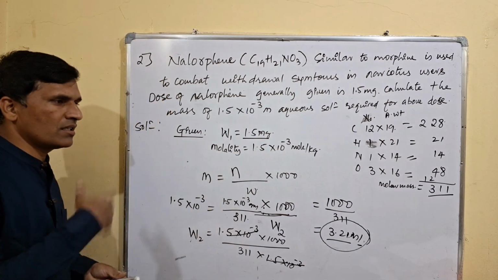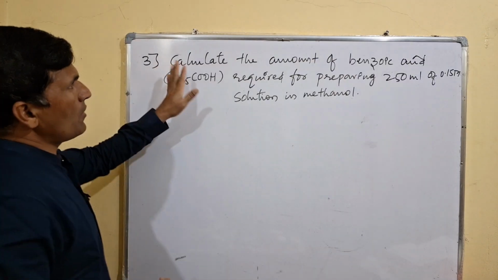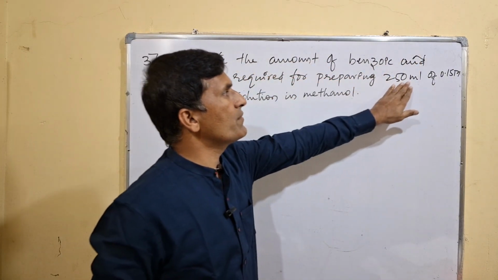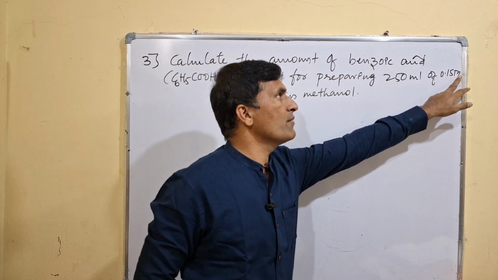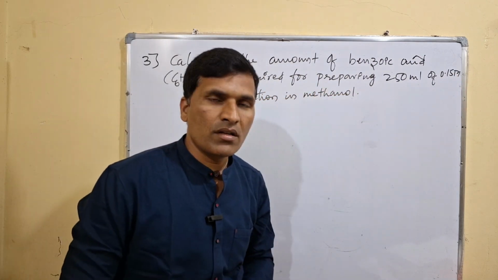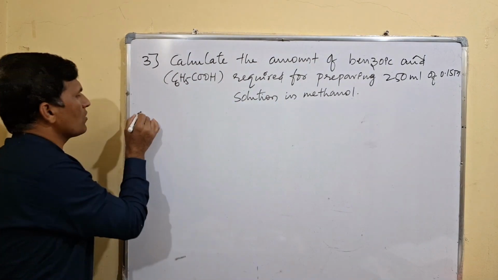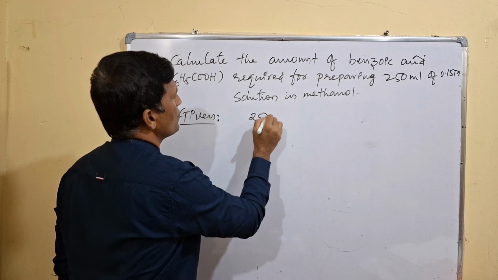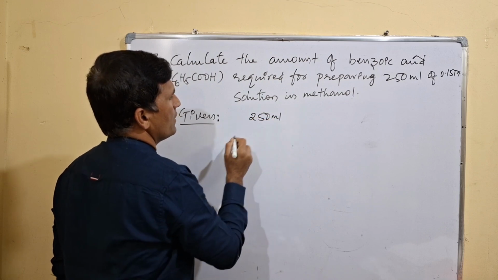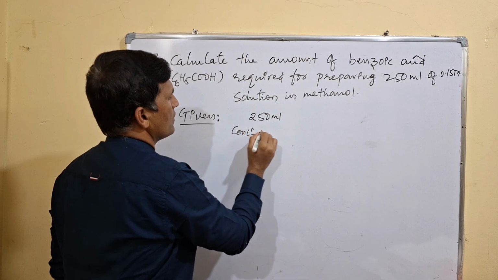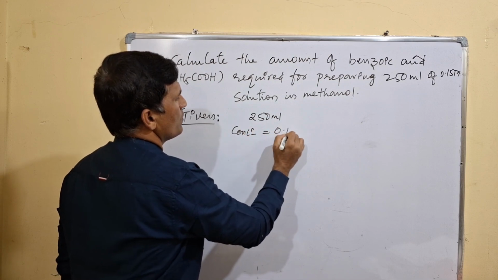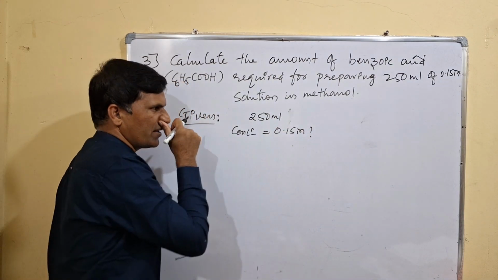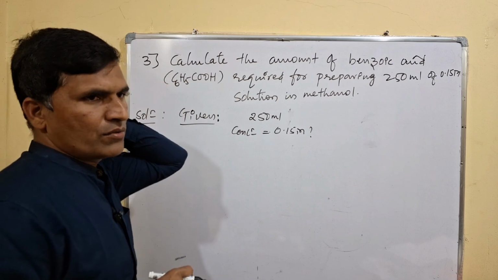Okay, next we will move on to the third problem. The problem is to calculate the amount of benzoic acid required for preparing 250 ml of 0.15 molar solution in methanol. I will give a simple methodology for this. They want to make 250 ml solution, right? And the required concentration is 0.15. So we want to prepare 250 ml of 0.15 molar solution.